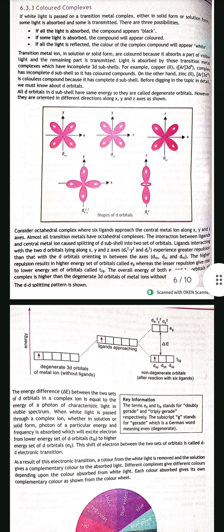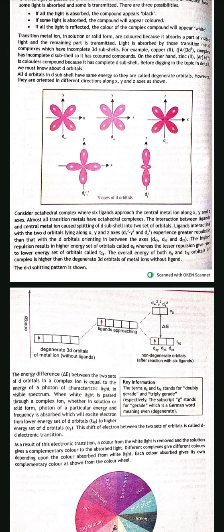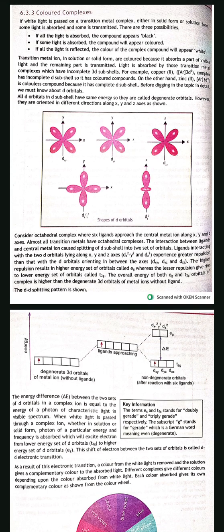Transition metal ions in solution or solid form are colored because they absorb a part of visible light, and the remaining part is transmitted. Light is absorbed by those transition metal complexes which have an incomplete 3d subshell. For example, copper(II) complex has an incomplete d subshell. On the other hand, zinc is colorless and it has a complete d subshell. Before digging into the topic, we must know about the d orbitals.